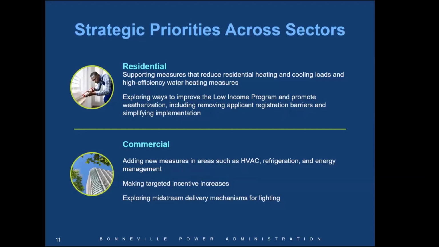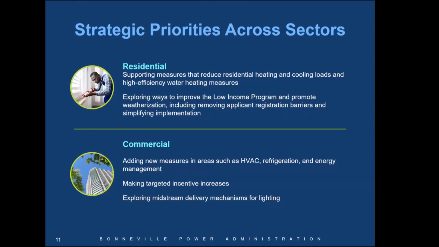On the commercial side, focus is really on adding new measures in some priority end use areas such as HVAC, refrigeration, and energy management. I think particularly on the HVAC side, we see the opportunity for some real growth in things like heat recovery ventilation, which aligns with some work that NIA is doing in that space as well. Refrigeration is an area where BPA used to have a rather large footprint via its Energy Smart Grocer program, and with some new measures that the RTF has adopted, we're hoping to grow that area again as a source of savings, as we see some lingering opportunity from previous efforts.